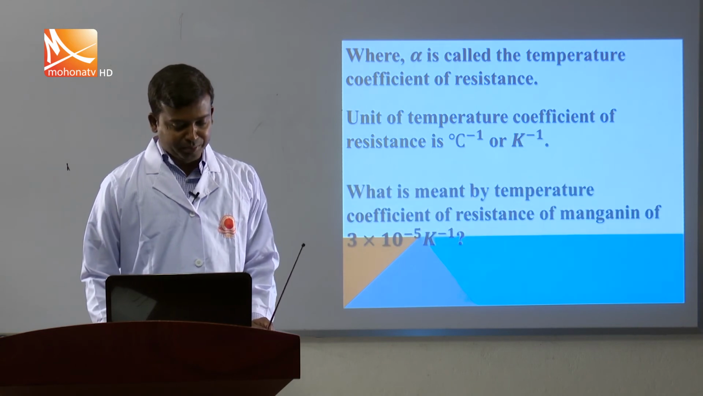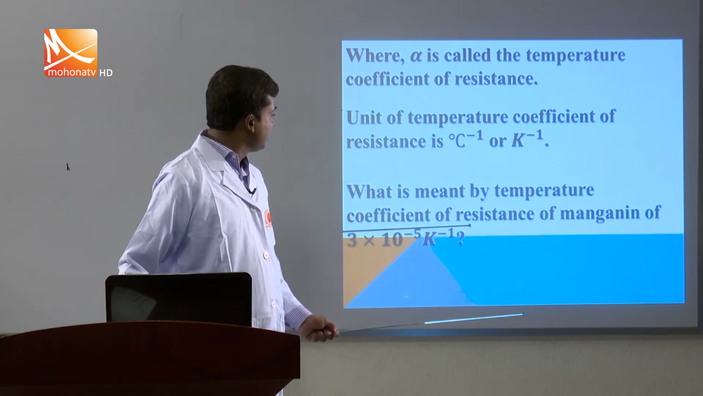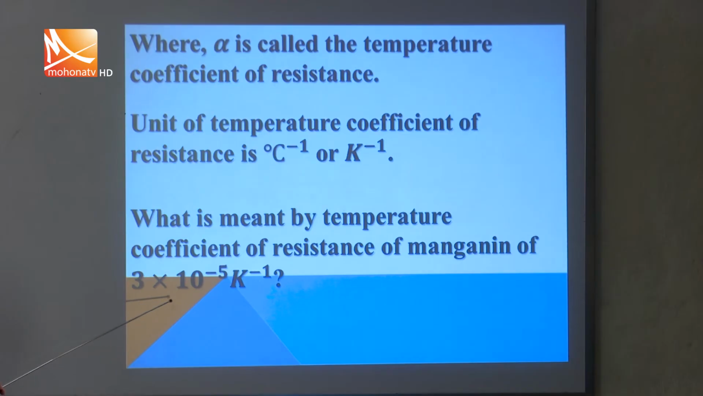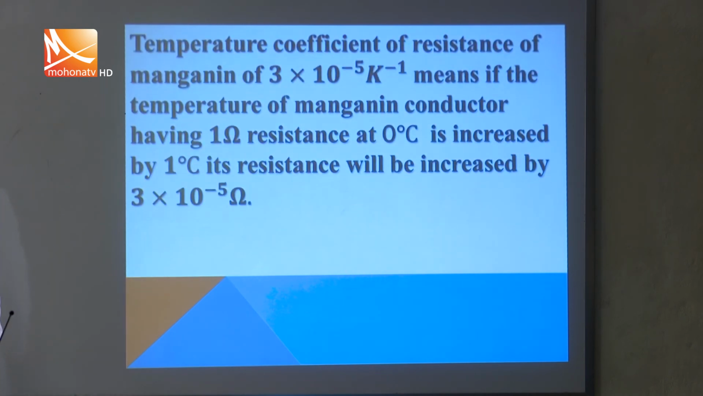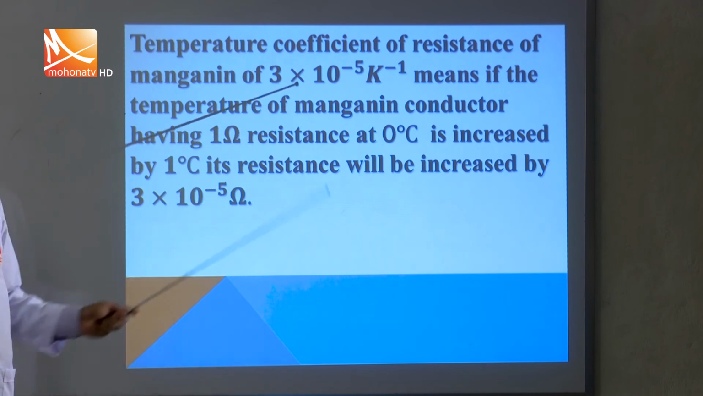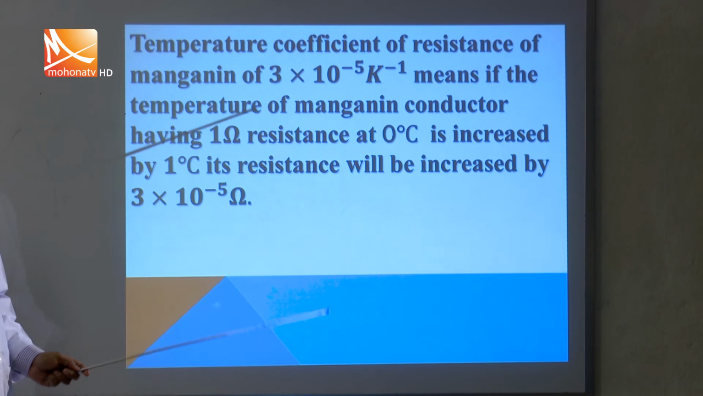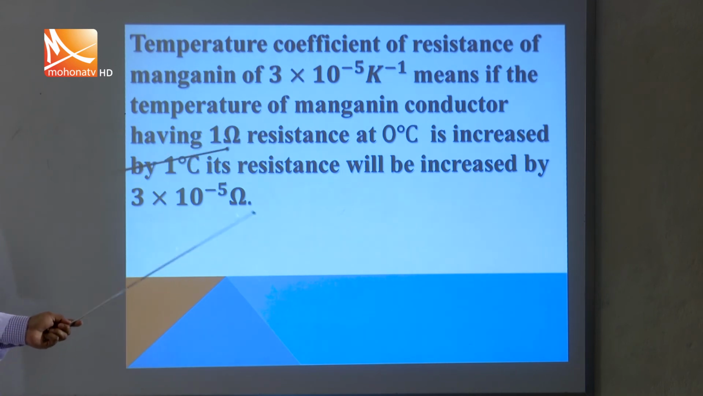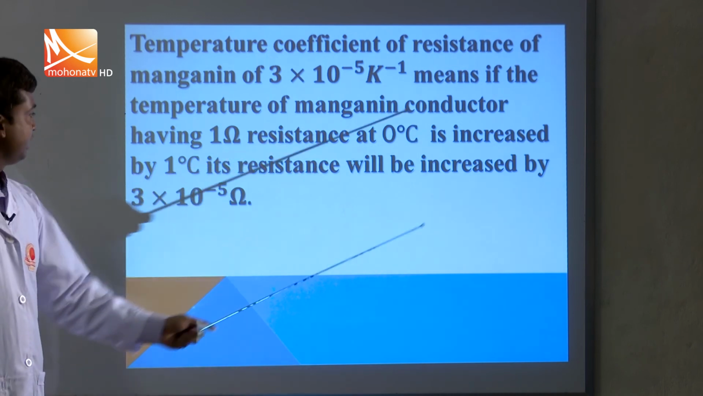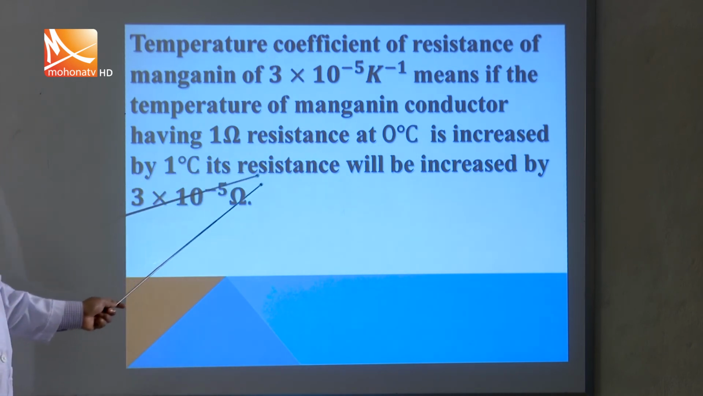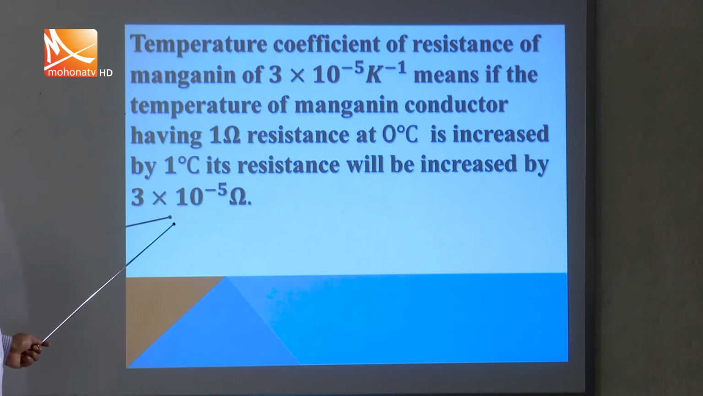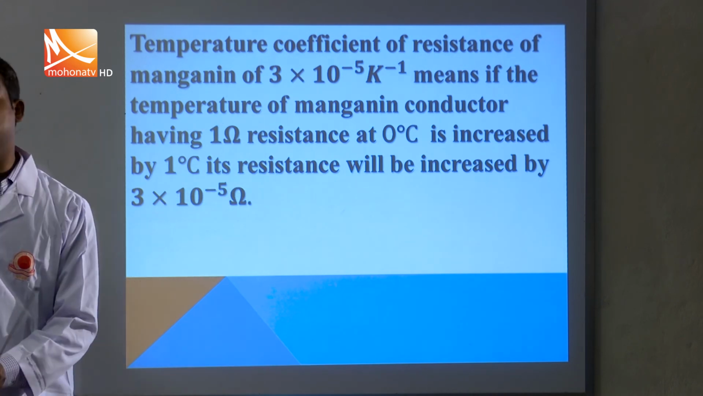Now, what is meant by a temperature coefficient of resistance of manganese of 3 into 10 to the power minus 5 per Kelvin? What does it mean? It means if the temperature of a manganese conductor having 1 ohm resistance at 0 degree Celsius is increased by 1 degree Celsius, then its resistance will be increased by 3 into 10 to the power minus 5 ohm.